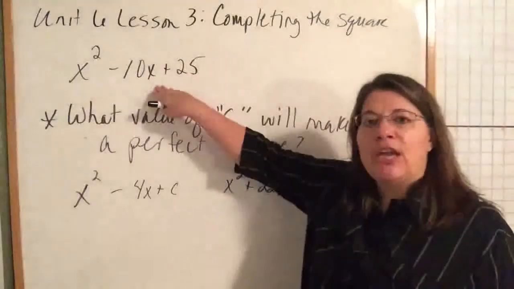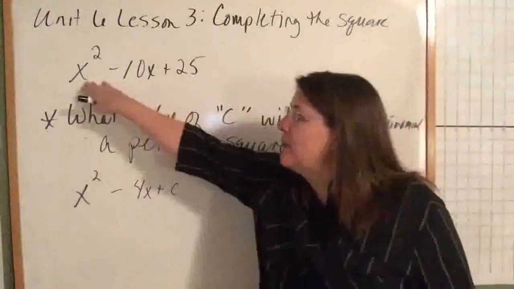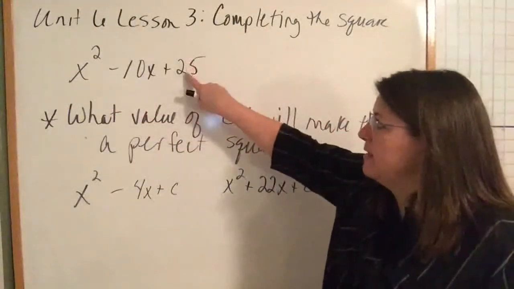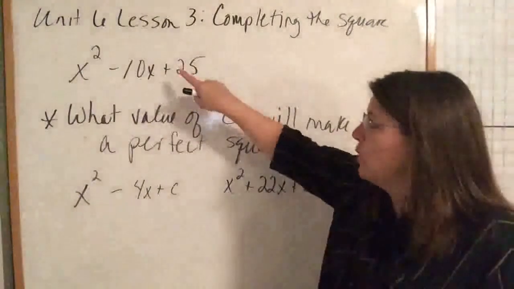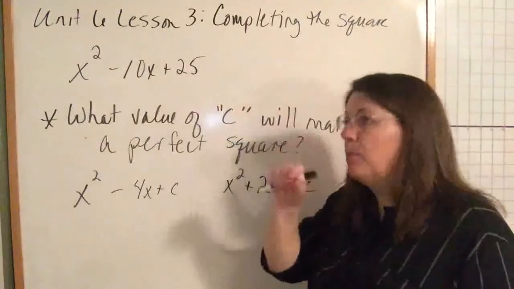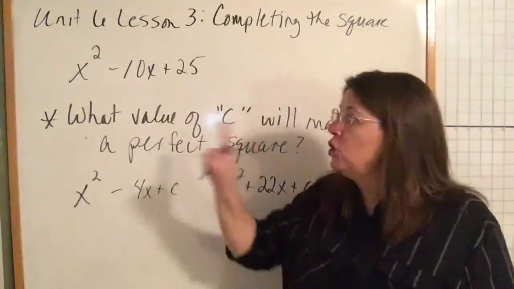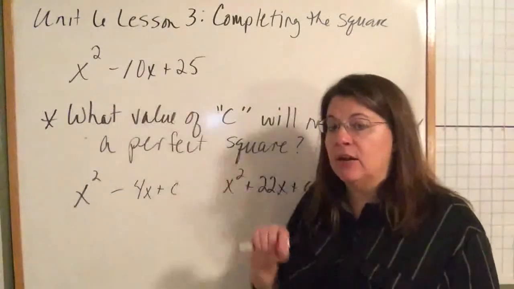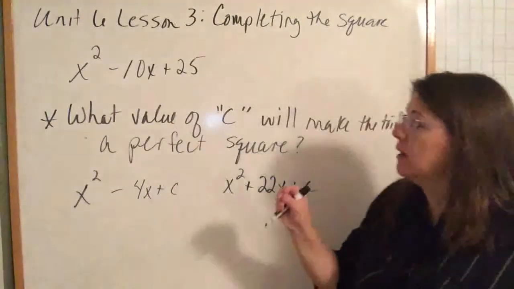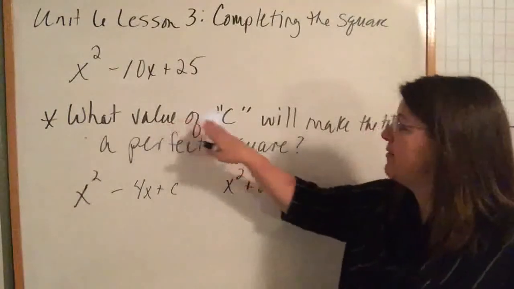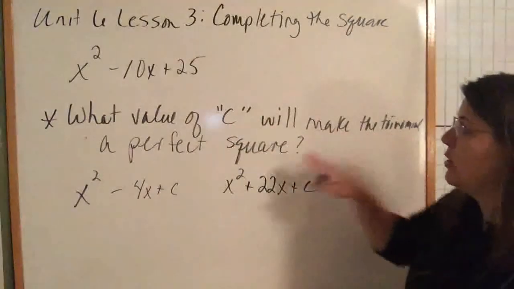The first thing you have to understand here is that to make something a perfect square trinomial, this number has to be a perfect square. And when you take the square root of that perfect square, if you multiply that root by 2, you will end up with the number that's right here. So in order to force something to be a perfect square, they're going to say, what value of c will make the trinomial a perfect square?